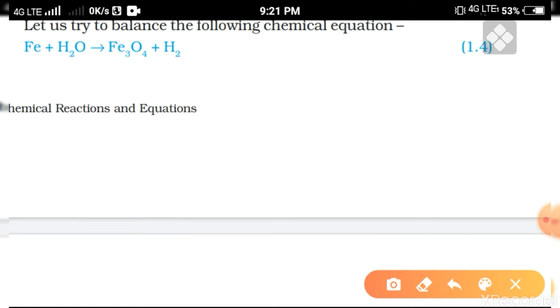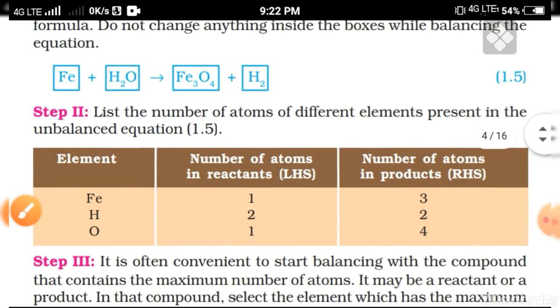So how can we balance it? First of all, we have to make LHS equal to RHS, that means reactant equal to product. In oxygen, here there are 4 oxygen atoms and here 1, so we have to make it equal to 4 oxygen. So we have to multiply by 4 in the water molecules.